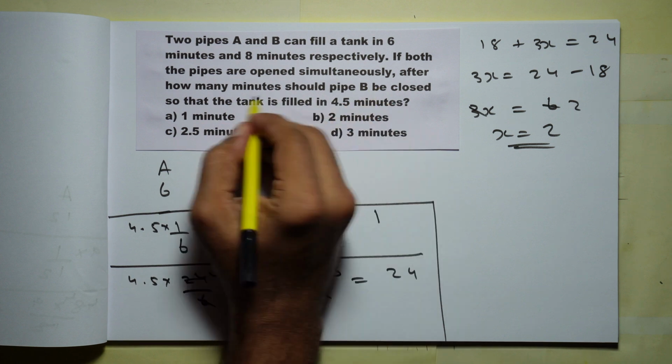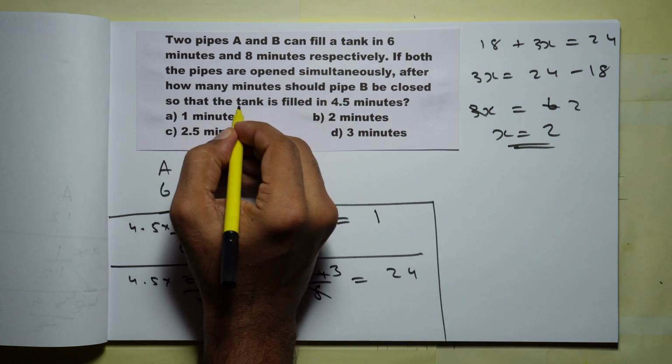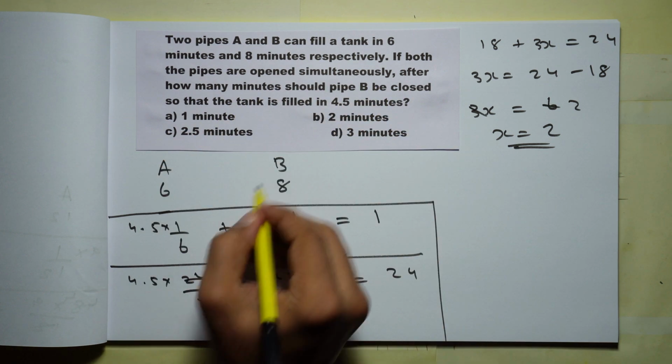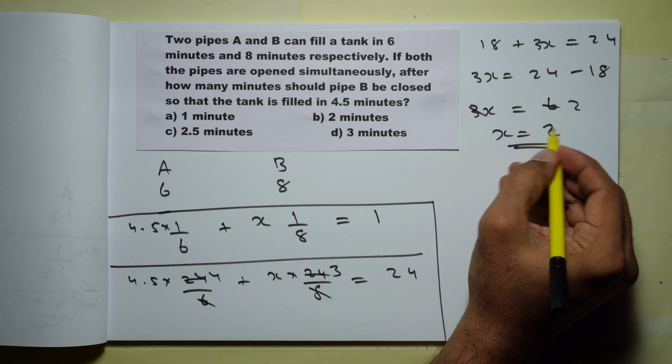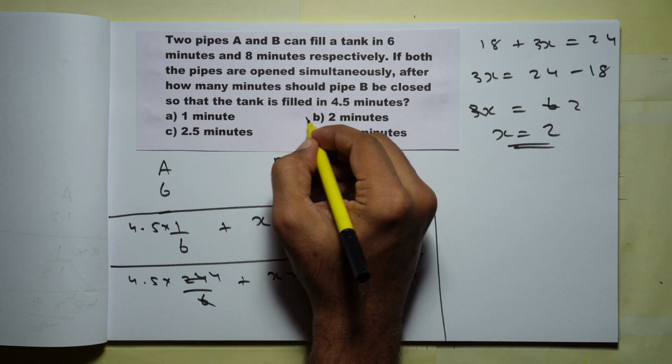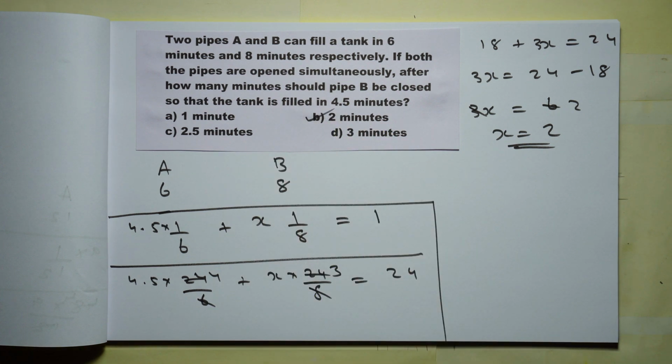So after how many minutes should pipe B be closed? That is after x minutes. Pipe B should work for x minutes and x is equal to 2 minutes. So after 2 minutes, hence option B, 2 minutes.